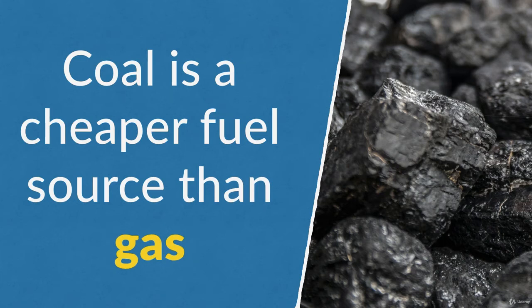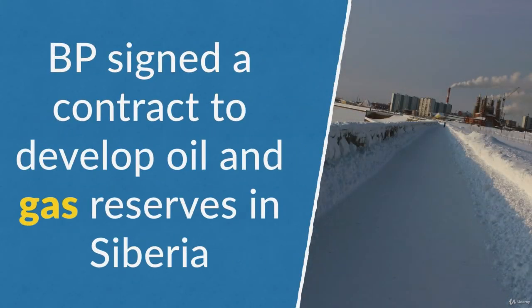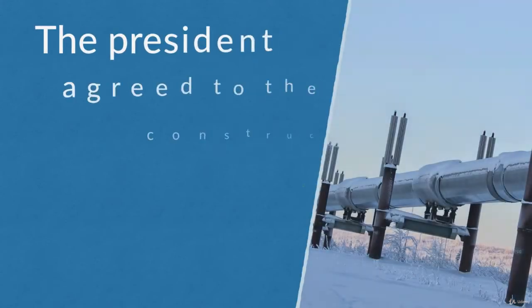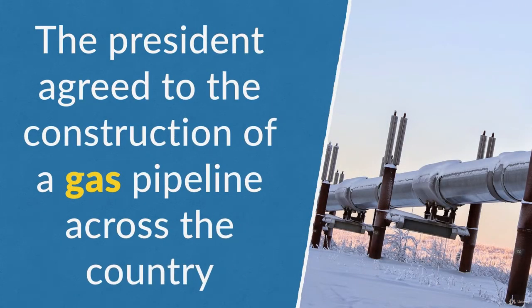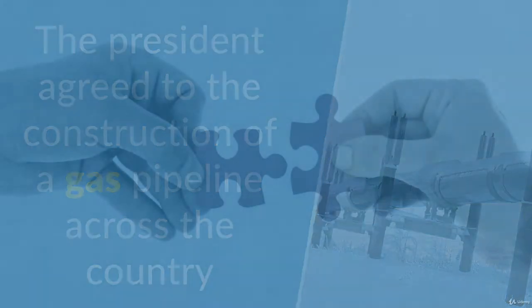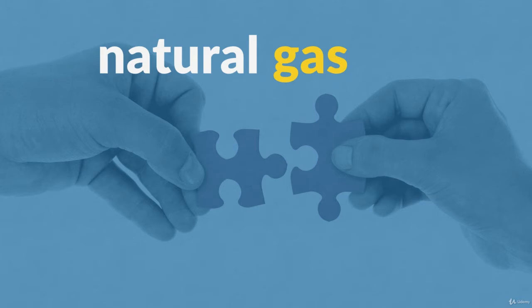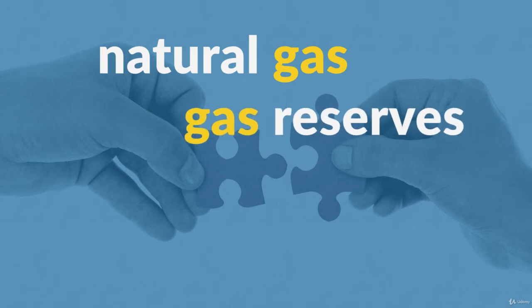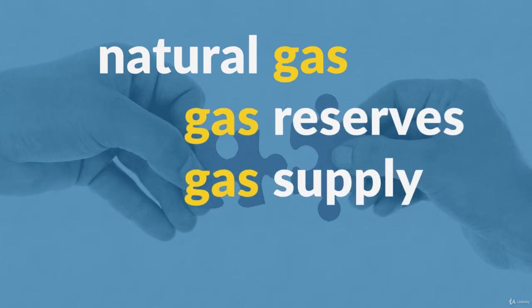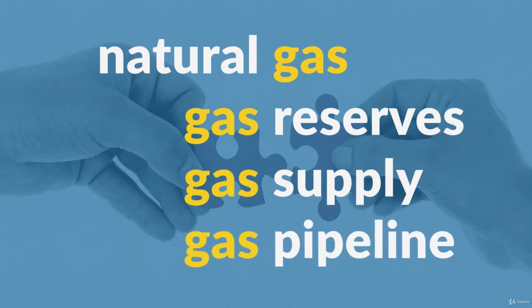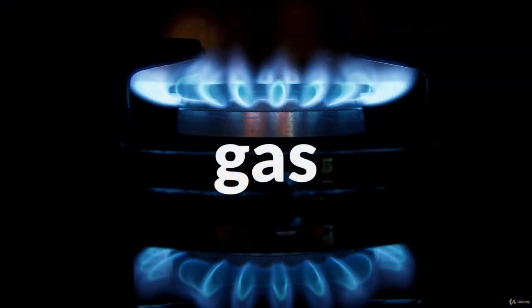Some example sentences. Coal is a cheaper fuel source than gas. BP signed a contract to develop oil and gas reserves in Siberia. The President agreed to the construction of a gas pipeline across the country. Some common collocations: natural gas, gas reserves, gas supply, gas pipeline.